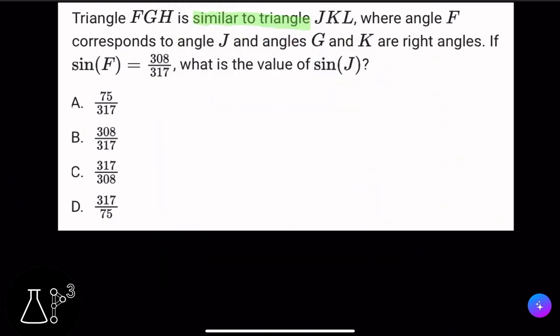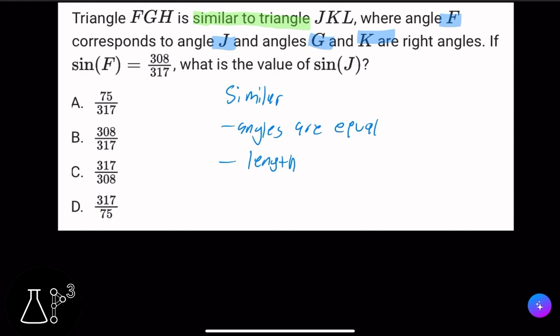Well, similar basically means that all the angles that correspond to each other will equal each other, as it gives here when it says F is with J and G is with K, right? So what that basically means is that all the angles are equal. So in similar triangles, angles are equal. The angles that correspond, like F and J, are going to be equal and G and K are going to be equal. And the lengths are proportional.